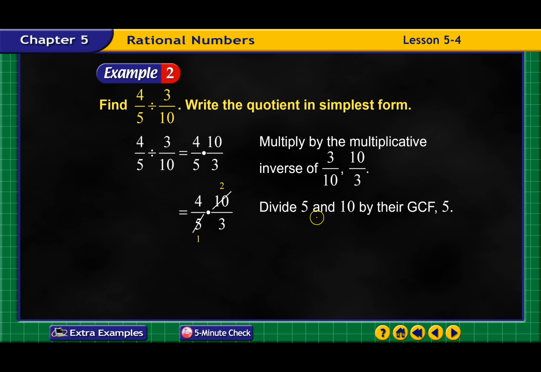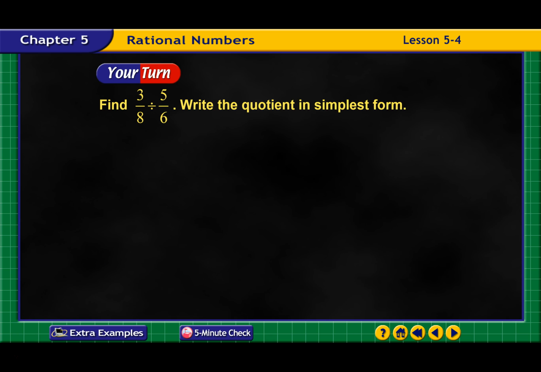So let's reduce. We can divide both of these, 5 and 10, by their greatest common factor of 5. So I can divide by 5, divide by 5, make that smaller before we multiply it. I love this concept. So that would put me 8 over 3, or 2 and 2/3. All right, you try.